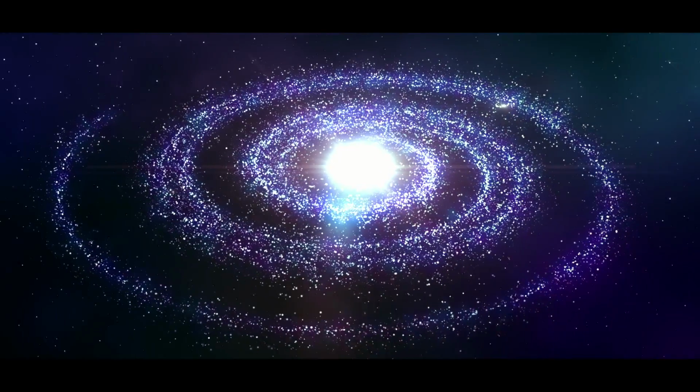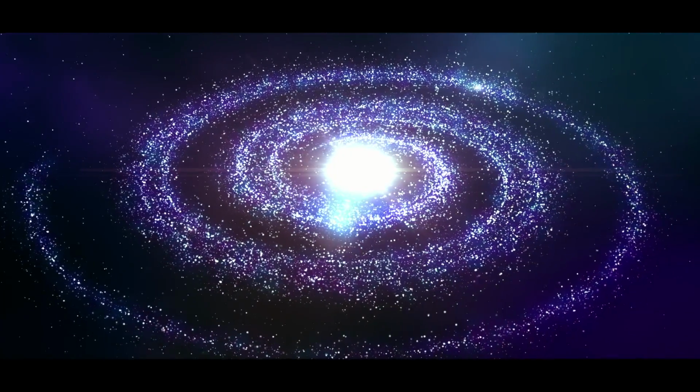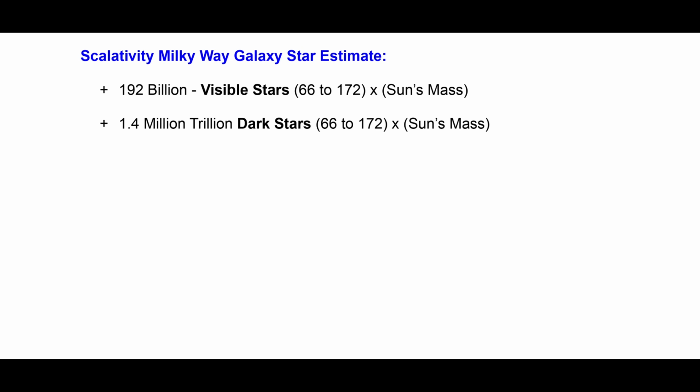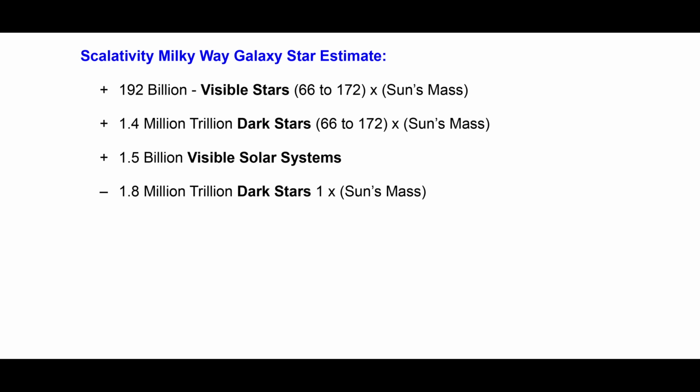Now, to summarize, the Milky Way galaxy, 7 categories of star estimates currently exist in fractal Big Bang theory. There are 192 billion hot bright stars ranging from 66 to 172 solar masses. 1.4 million trillion cold dark stars ranging from 66 to 172 solar masses, waiting their turn to shine. 1.5 billion sun-like solar systems. 1.8 million trillion cold dark stars, each the mass of our solar system. These are cosmic scale neutrons. 3 trillion cold dark stars, with some still cooling, each the mass of our Sun. These are cosmic scale hydrogen nuclei.